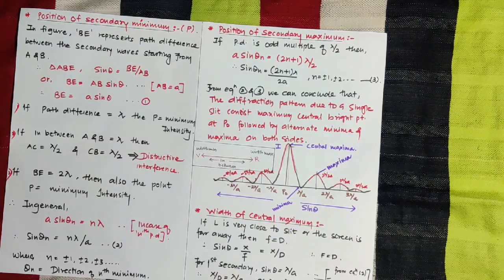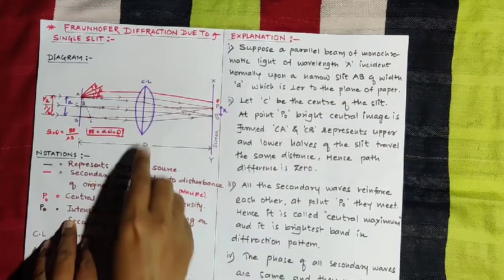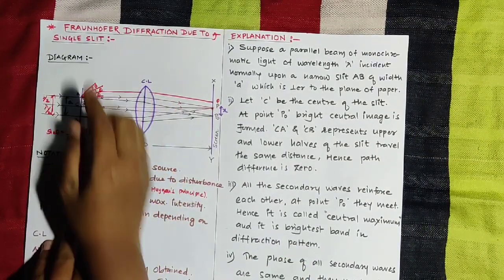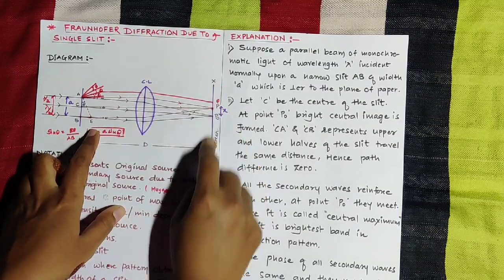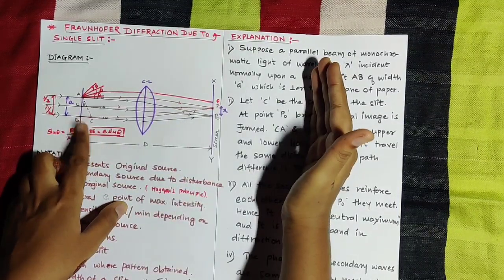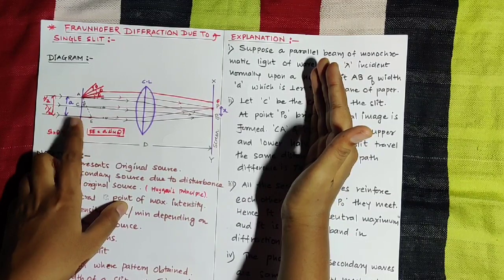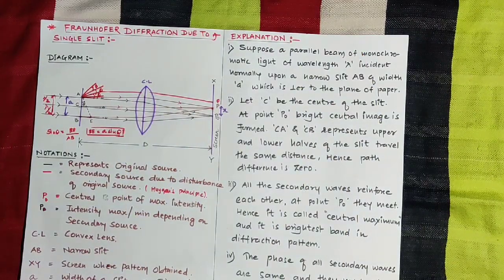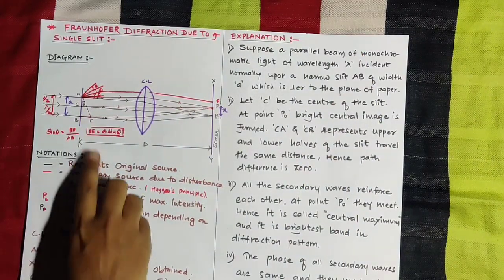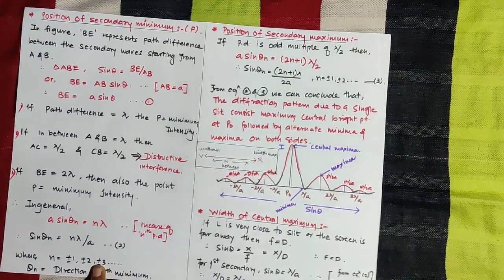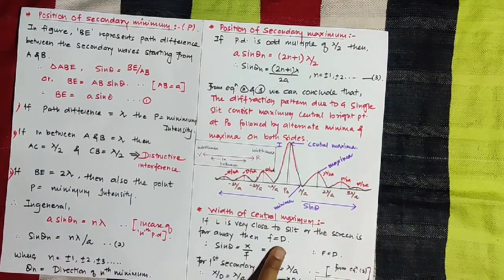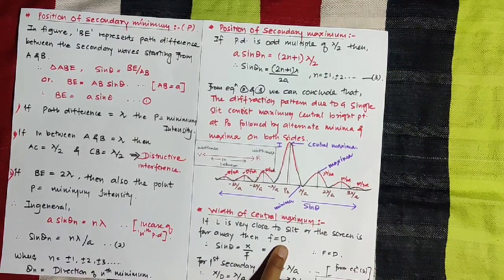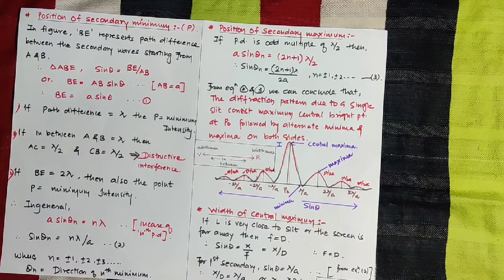And the expression is, look here: if the lens L is very close to the slit, or the screen is far away, that means if we assume that this convex lens is very close to this narrow slit, or we consider this screen XY far away from the given slit, then what will happen? This D is equal to the focal length F. That D is nothing but the distance between the slit and the screen.